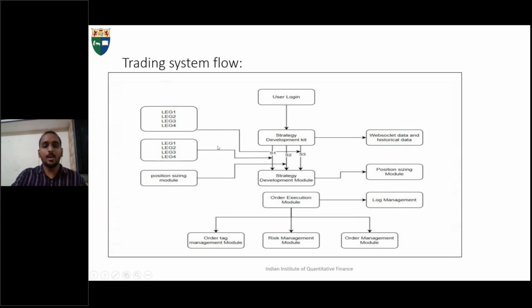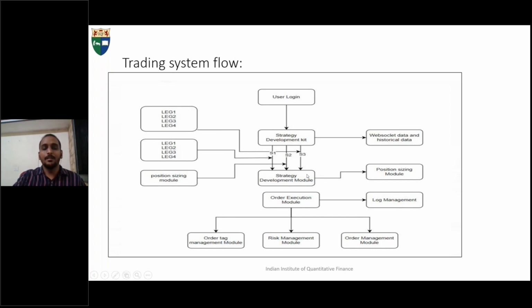Now suppose we have two strategies which need to be added into the strategy module. Each strategy can consist of multiple legs. For example, I am planning to execute a trend following option buying model. I am trying to execute a straddle, a strangle, and an iron condor all together. I have a system which consists of trend following, option selling, and for example, mean reversion. So this will be added in the strategy development module, where all of these strategies will be developed and tested.